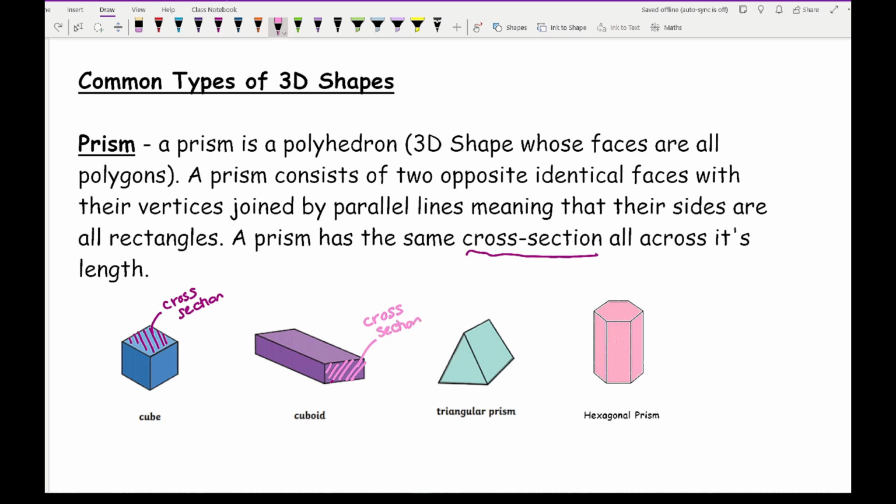With a triangle prism, or triangular prism I should say, it's going to be the triangle, so that there is the cross section. And with a hexagonal prism, that's going to be the hexagon, and that there is the cross section. And so one way of defining a prism is basically like a pile of a polygon.